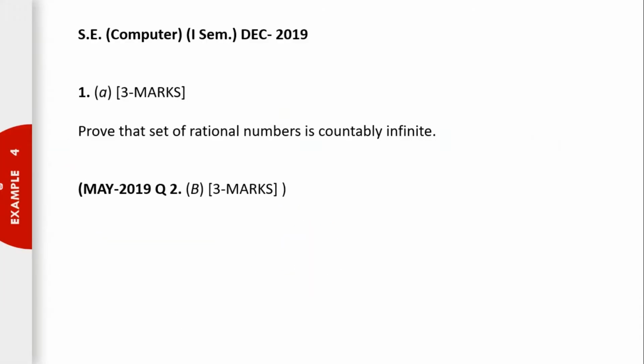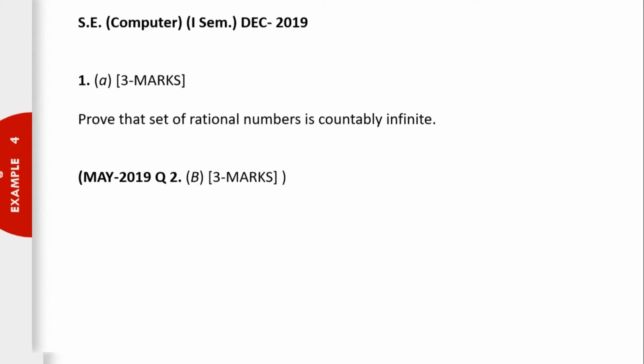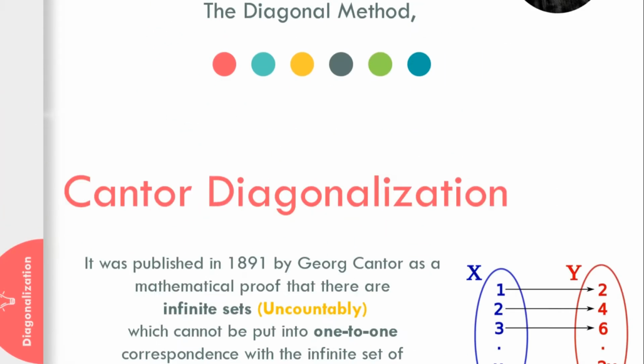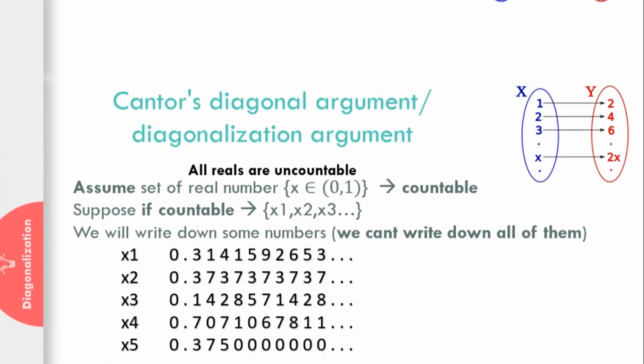Next question: prove that the set of rational numbers is countably infinite. For a detailed explanation, please check the link given above. I will shortly revise this. This can be proved by using the Cantor diagonalization argument.